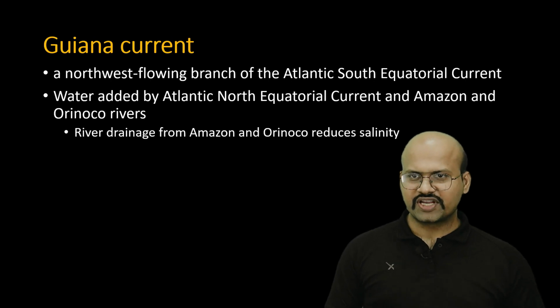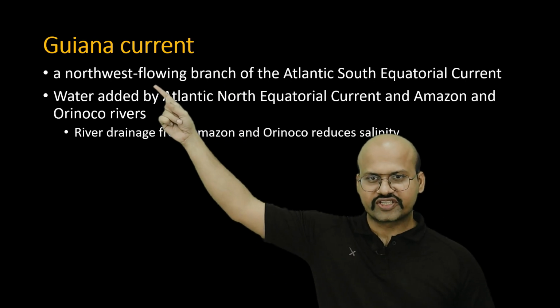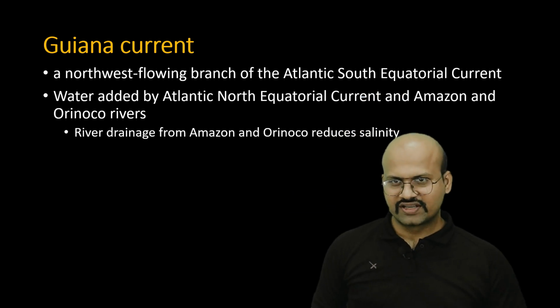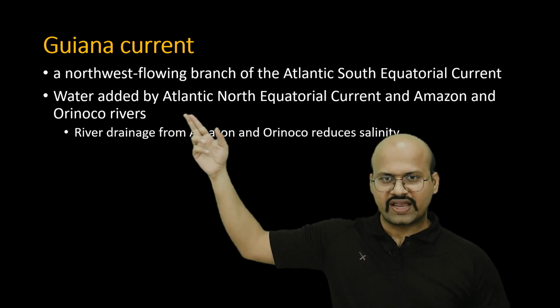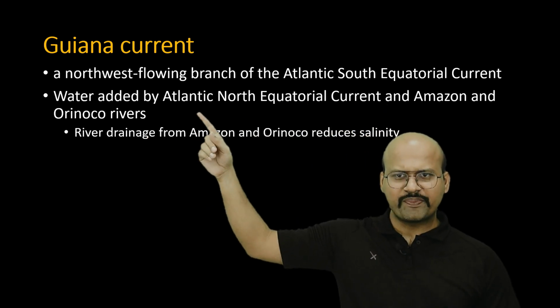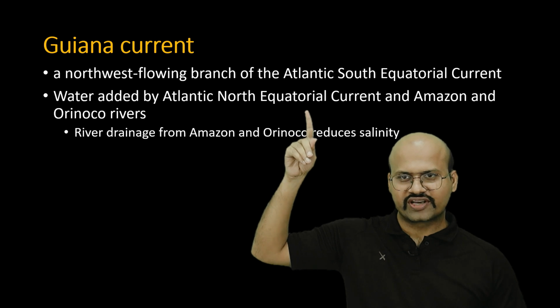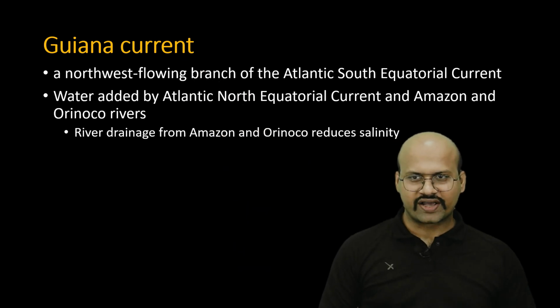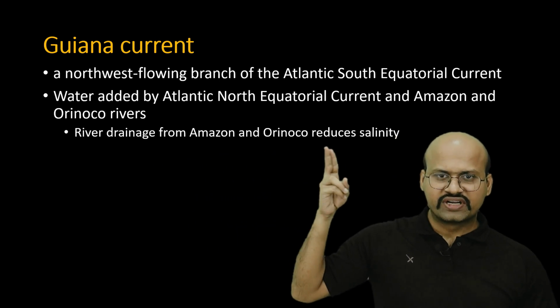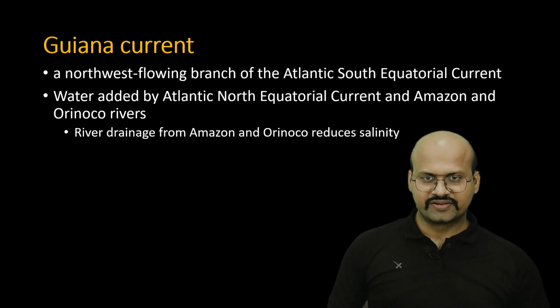So here is the summary. The Guiana Current is a northwest flowing branch of the Atlantic South Equatorial Current, which we already discussed, and water is added by the Atlantic North Equatorial Current and the Amazon and Orinoco. So some part of the water from our North Equatorial Current also enters the Guiana Current. River drainage from the Amazon and Orinoco reduces the salinity.